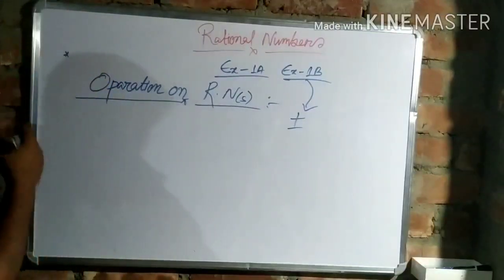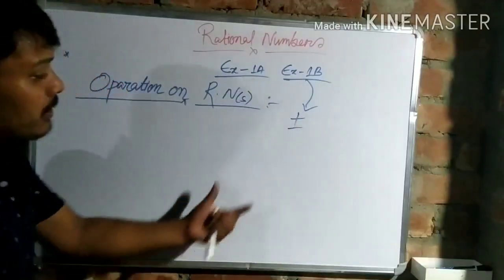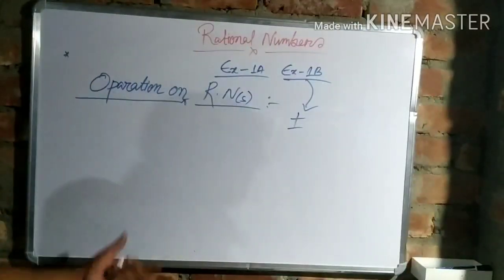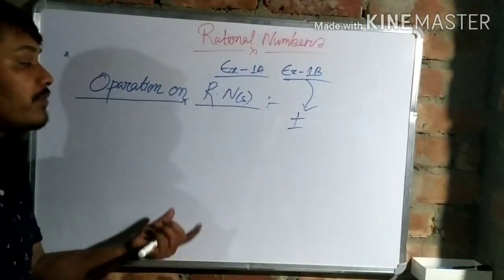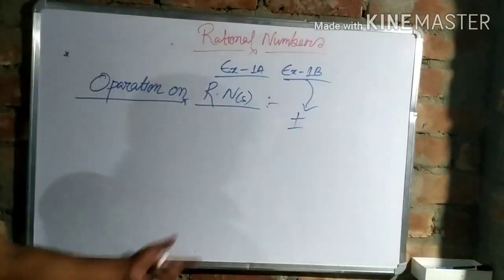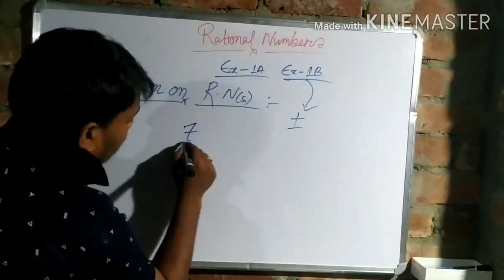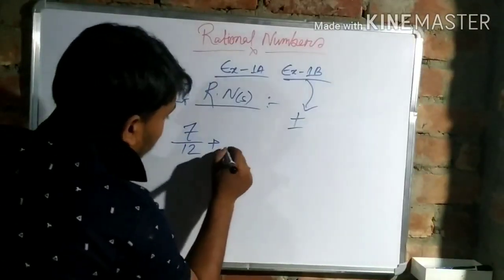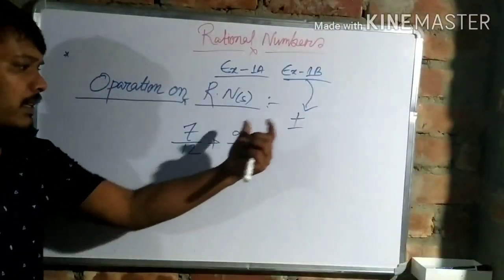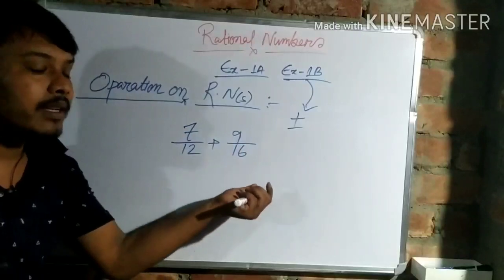Okay, so addition and subtraction. We are all familiar with the operations addition and subtraction, and in the case of rational numbers also, because rational number operations are the same as for fractional numbers. So I will explain these two operations by taking an example. Take 7 by 12 plus 9 by 16. For plus and minus it is similar. If the symbol is subtraction, then in place of plus we write minus.